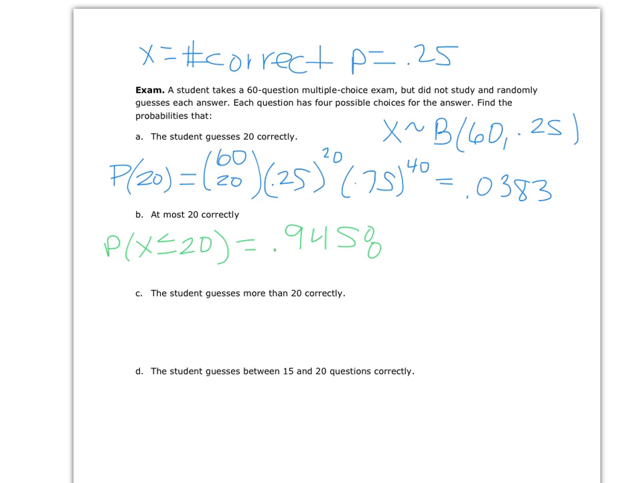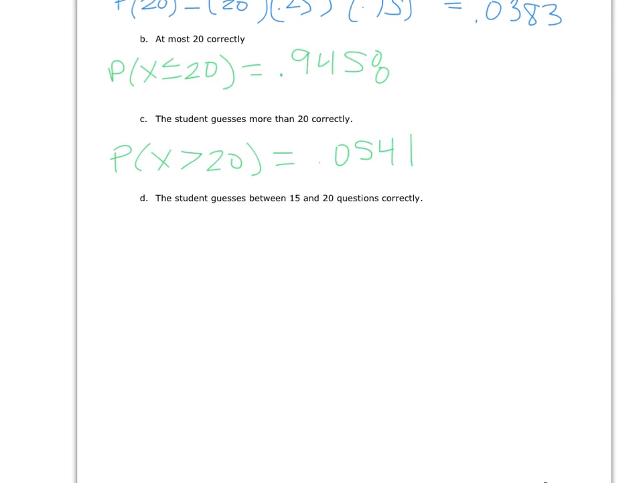Okay, the student guesses more than 20 correctly. If we write that in probability notation, it's x greater than 20. Maybe you also recognize that it's the complement of what we just calculated, so we just take 1 minus that. Either way, we're going to get 0.0541.